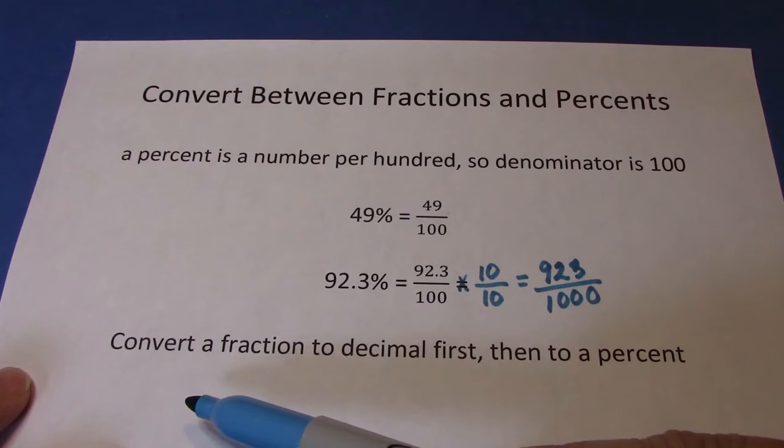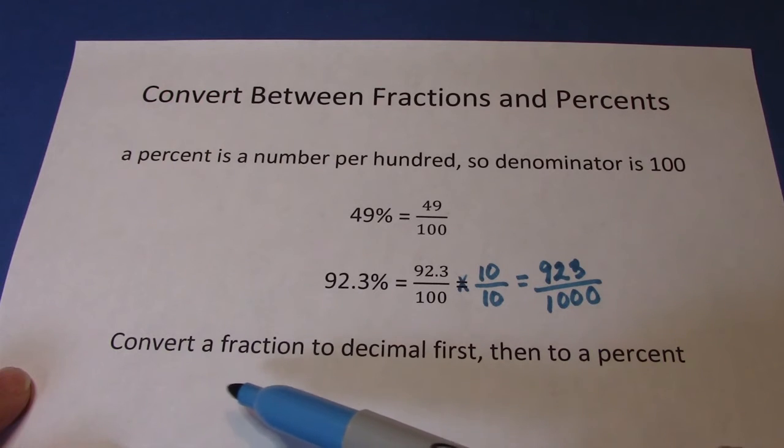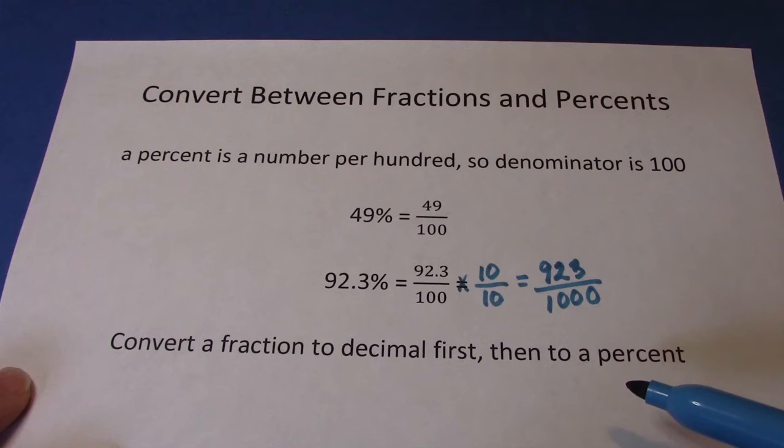If we want to convert a fraction to a percent, it's easier to just convert that fraction to the decimal first and then follow the rules for converting the decimal to a percent.